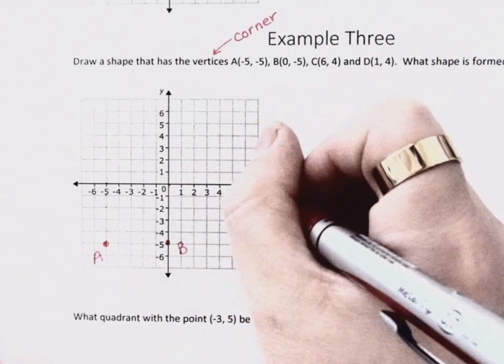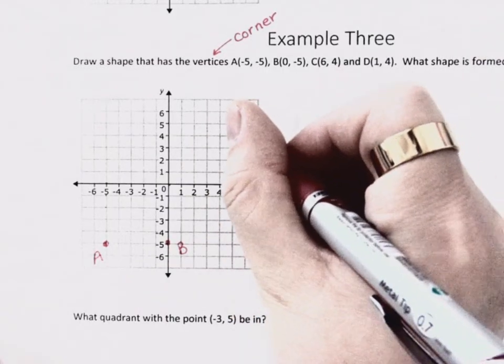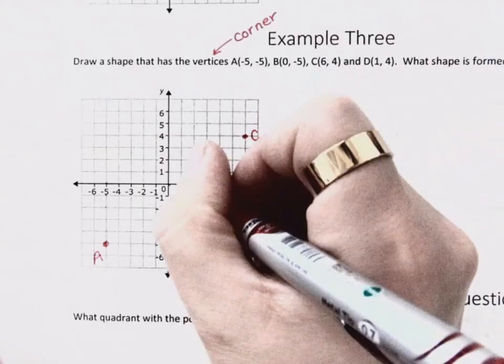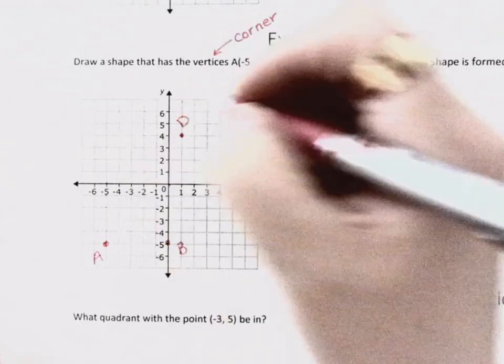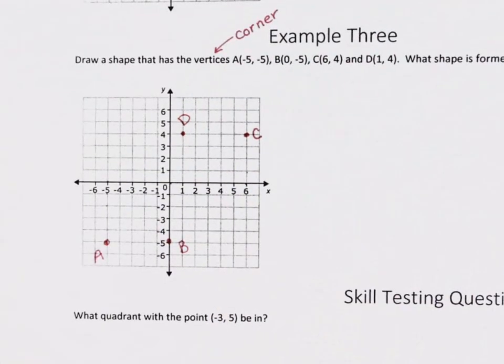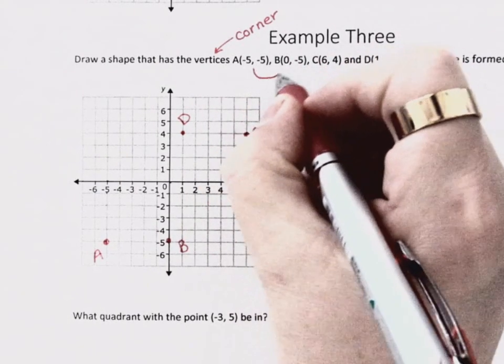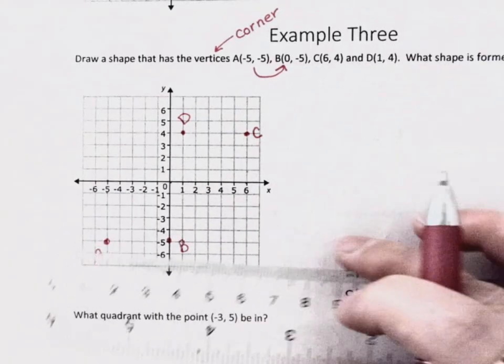C is at 6 and 4. 1, 2, 3, 4. That's C. And D is at 1, 4. Ooh, I kind of went fast there. And you guys are like, that doesn't make a shape. Those are 4 dots. So when we're trying to make a shape, we're going to go from point to point. I'm going to connect the dots, just like we used to do on those sheets, A to B.